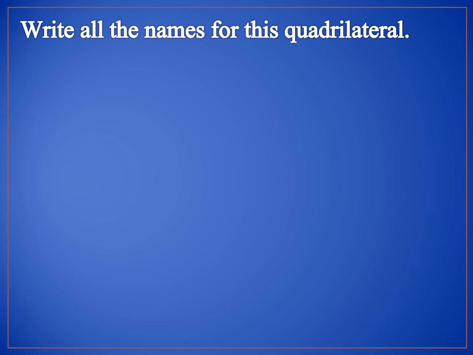Let's solve some questions according to what I said now. Write all the names of this quadrilateral, all possible names of this quadrilateral. What is that, guys? Of course, it's so clear. This one is a square. Okay, so the first name of this one, exactly, square.